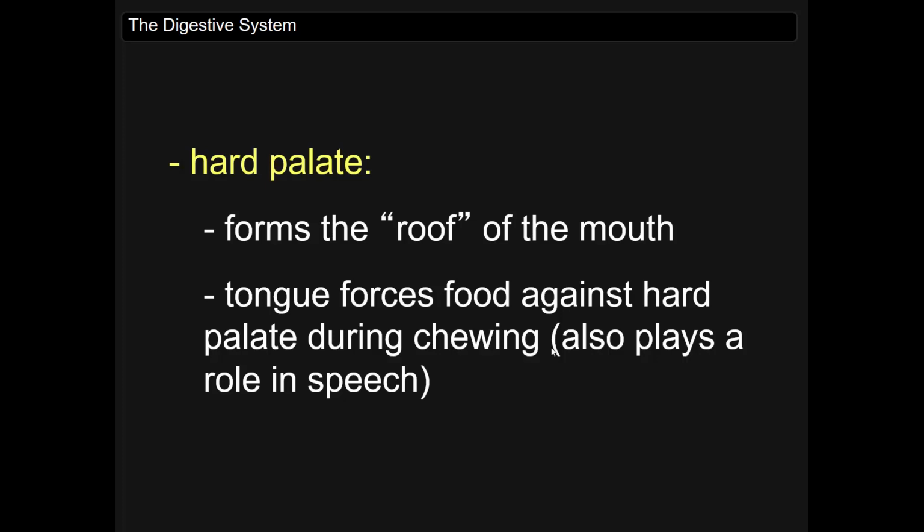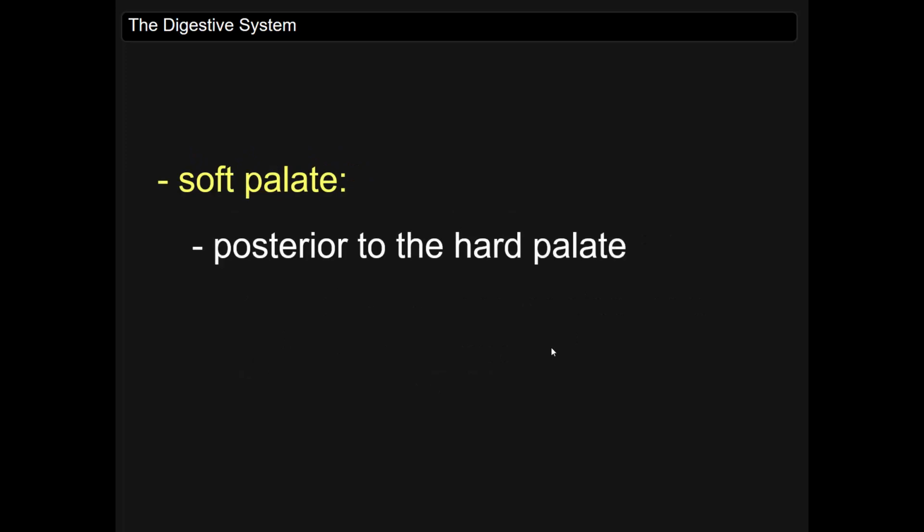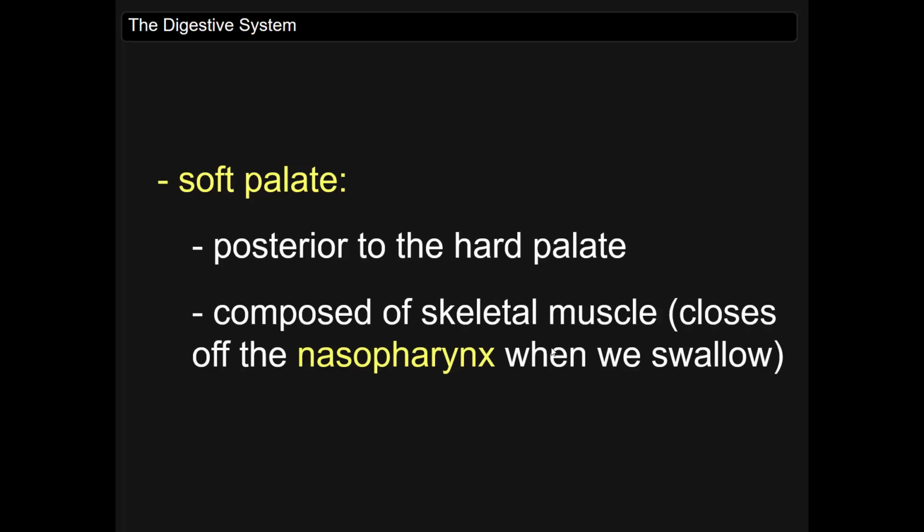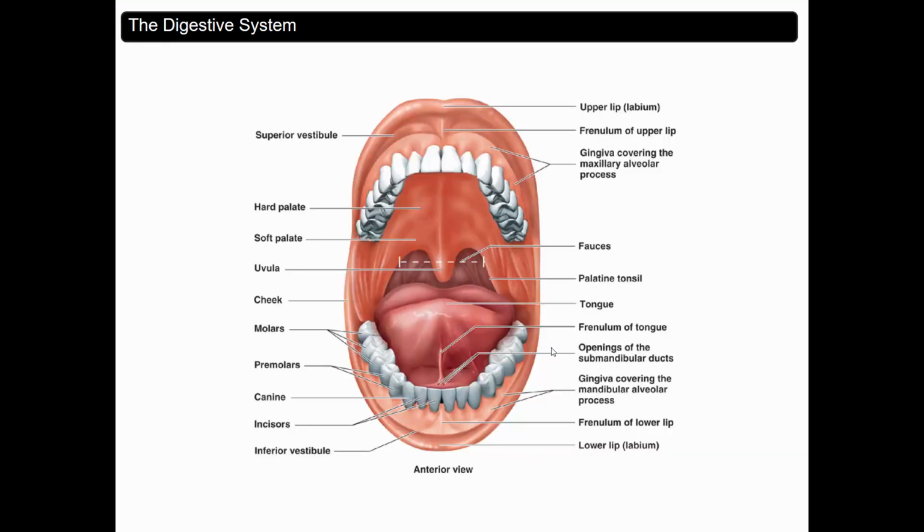Because it's in the mouth, it does play a role in speech. You hit your tongue against it quite a bit to make different sounds. And then the soft palate is posterior to that hard palate, so it's behind it. And that one we talked about also this semester, that the soft palate, along with the uvula, is going to help closing the nasopharynx when we swallow. Right, so that is made of skeletal muscle, you do have control of that.